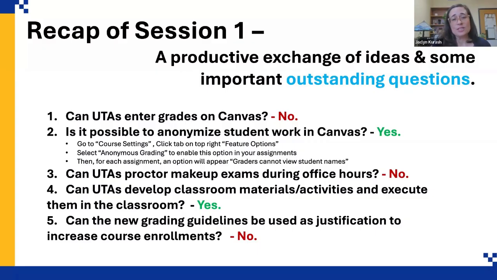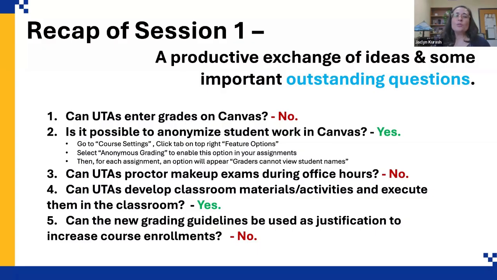Can UTAs develop classroom materials or activities and execute them in the classroom? The answer to that we discussed and decided was yes. According to some of the guidelines, they certainly can be developing classroom materials, but they shouldn't be required to. And that's on the next slide as well, that they shouldn't be required to do that. And also the development of those materials should be highly supervised. As Erica mentioned earlier, we don't want to be distributing materials to students with these inaccuracies or issues. We want the learning materials to be good.